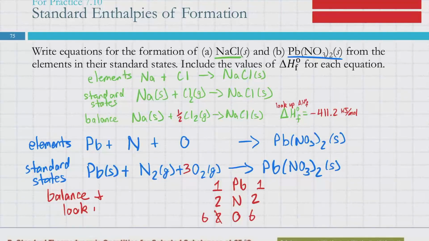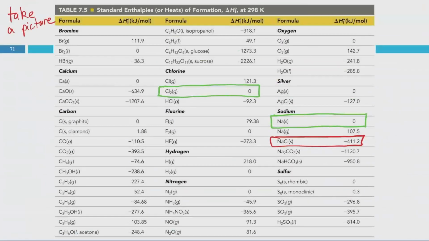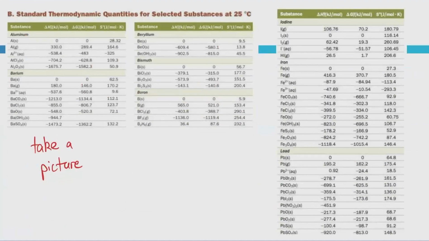And then we will also look up the standard enthalpy of formation, again, off of that table. So I'm going to zip us back there. Is it on this one? It's not on this one. It's on the other one. I'm going to zip us back to the one that shows up later. Is it on this one? It is on this one.